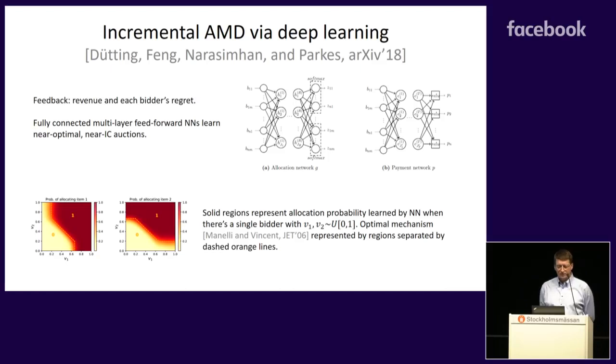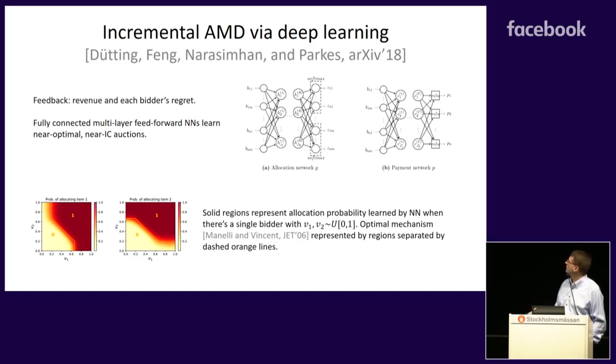All right. And now the newest in incremental automated mechanism design nowadays is surprisingly, or maybe not surprisingly, deep learning. And this is work by David Parks and his colleagues. The idea here is that we are going to get feedback from samples, revenue, and each bidder's regret. In a given mechanism, how much did the bidder regret having done what they did compared to having done what would have been the best in hindsight? They have fully connected multi-layer feed-forward neural networks that learn near-optimal, near-incentive-compatible auctions.